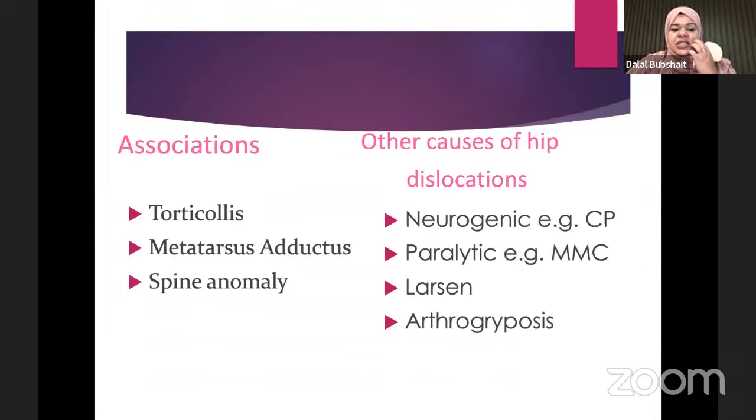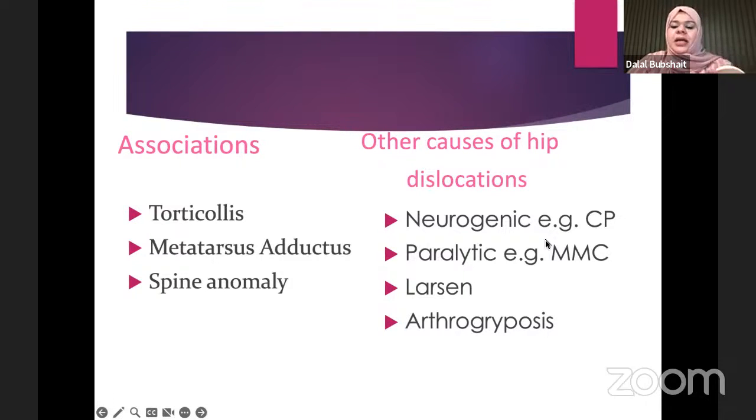Now, the associations. We always say that if you find a child with DDH, check for torticollis, metatarsus adductus, and spine anomalies, because they usually come in up to 10 to 15% of cases. Now, there are other causes of hip dislocations that are not called DDH, but people misleadingly say that it is a DDH or developmental dysplasia, like neurogenic hips, like cerebral palsy patients.